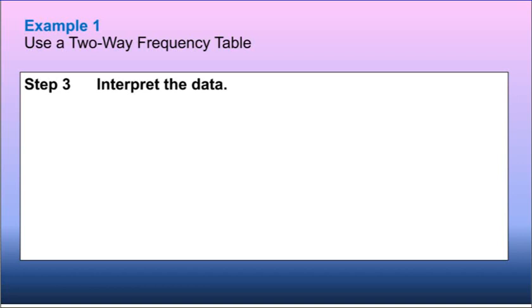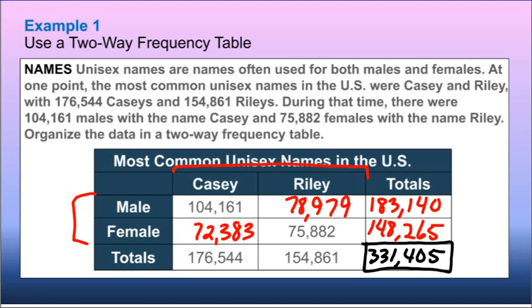The next step is to interpret the data. So now if I go back to my two-way frequency table, we can interpret each part of the table. When interpreting the table, you don't have to do every single box and explain what every single number means. We just want to get a good picture of what the data is showing. So if I take the name Riley and look at the number of males and females who have the name Riley, I'm looking at these two numbers right here, 78,979 and 75,882. They are very, very close in number. It's roughly 3,000 people difference between the two, but that's still pretty close when you're dealing with large numbers.